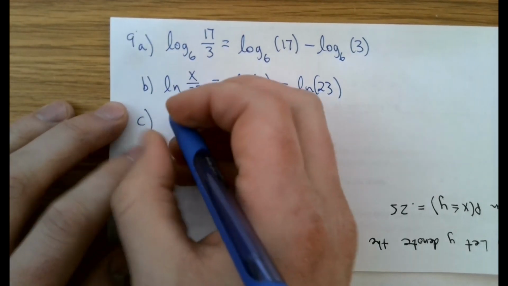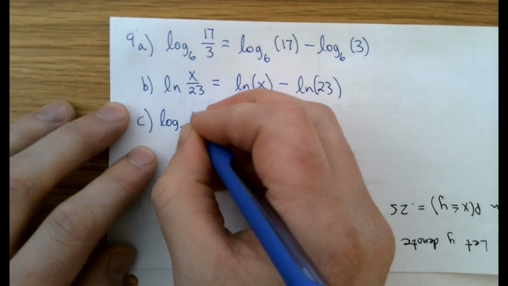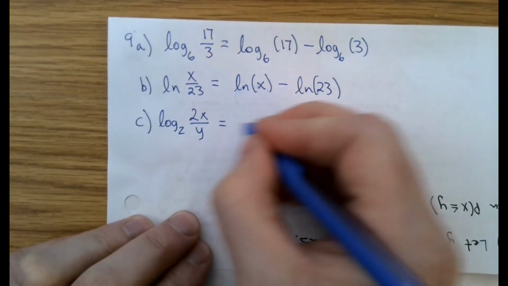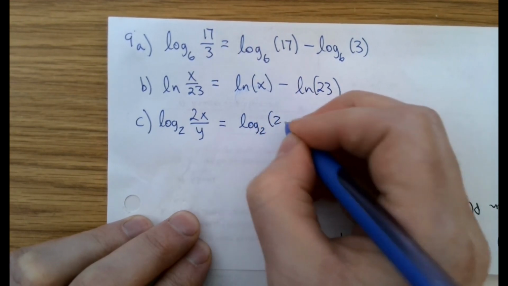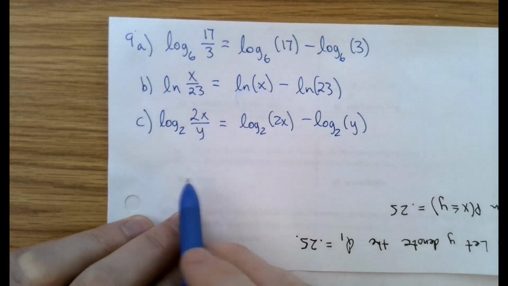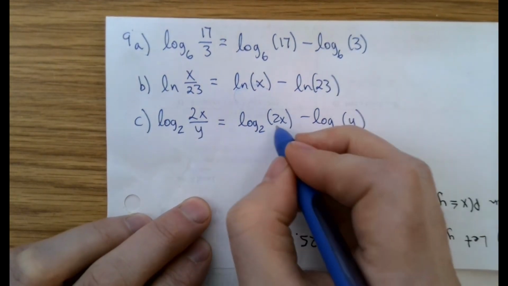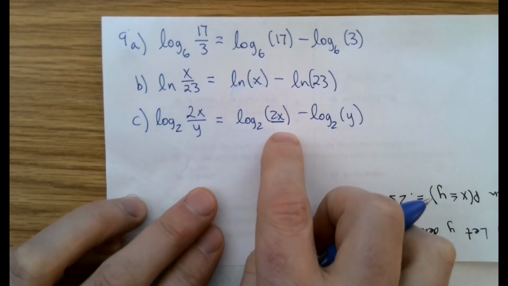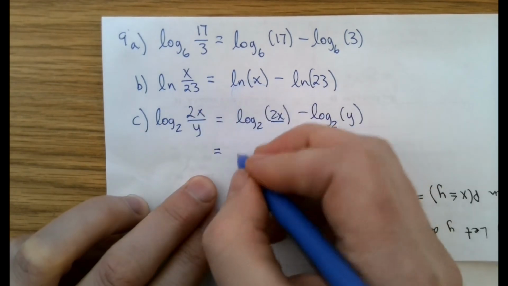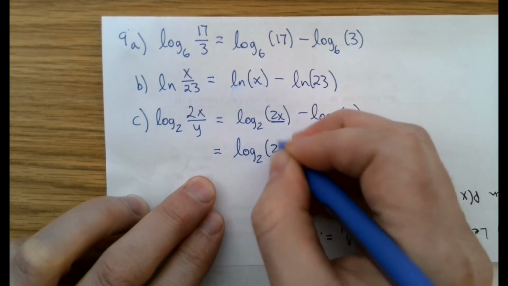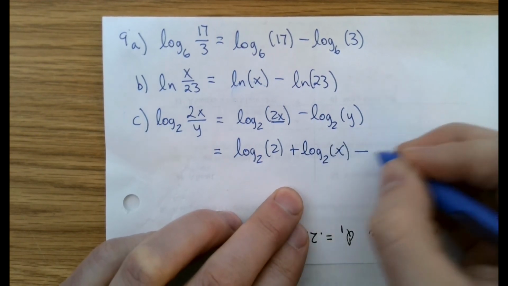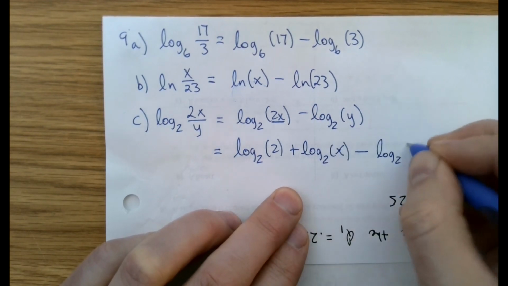All right, check out c. Here we've got log base 2 of 2x divided by y. Well, I see division here, so right away we can do log base 2 of 2x minus log base 2 of y. And we've taken care of the division within the logarithm. But now, in this single one, we have multiplication. Combining that product property with this quotient property, we can rewrite this one as log base 2 of 2 plus log base 2 of x minus log base 2 of y.